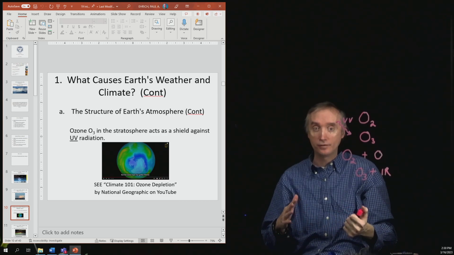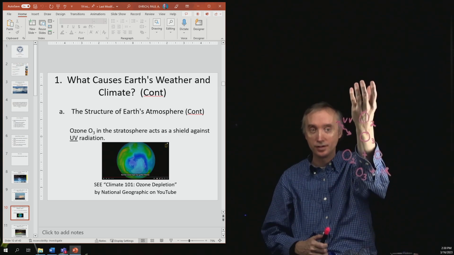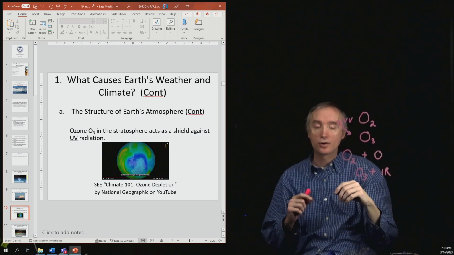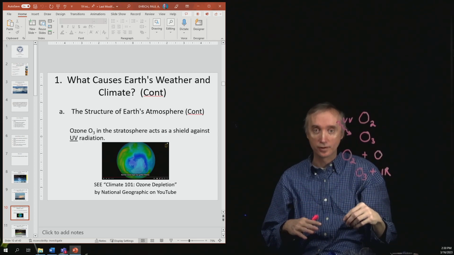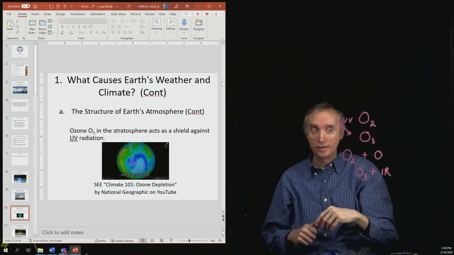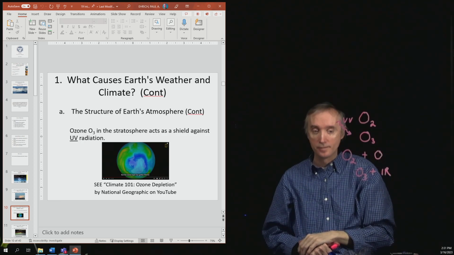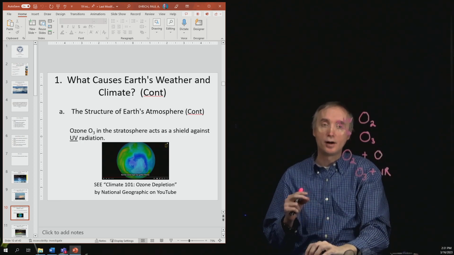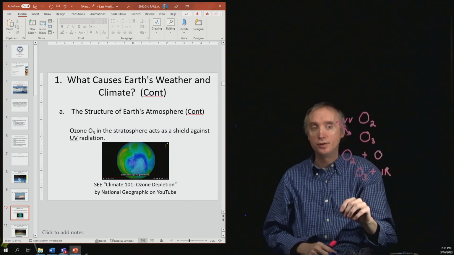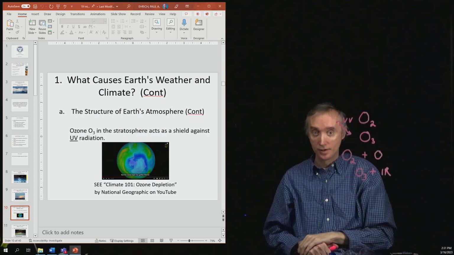It took something like 40 years for those pollutants to get up into the stratosphere. Because they are chlorofluorocarbons, containing chlorine and fluorine, they're very reactive. That means they can destroy ozone molecules. For every molecule of CFC, it can destroy something like 1 million molecules of ozone before it itself is destroyed.